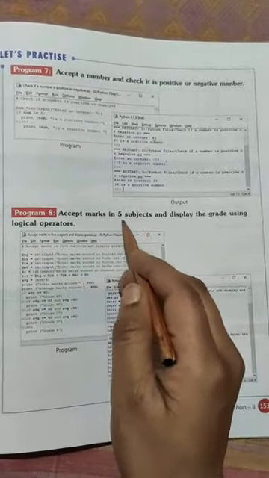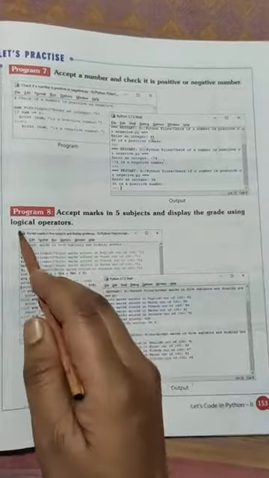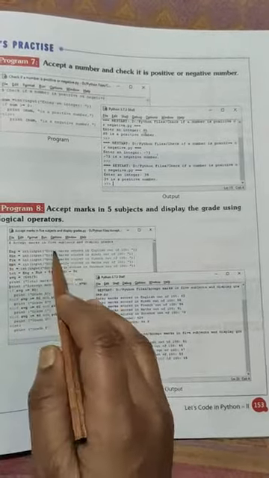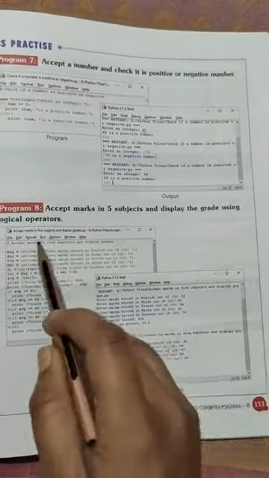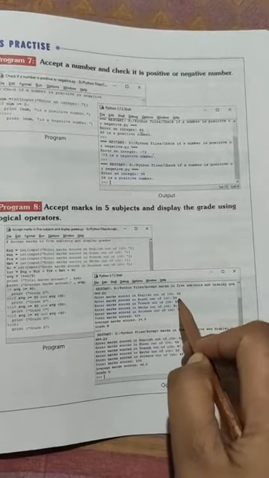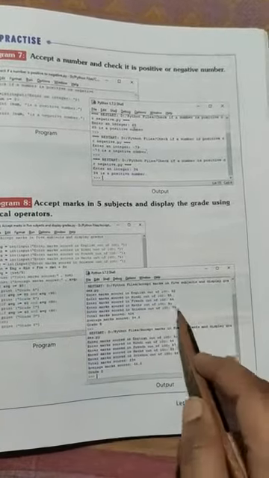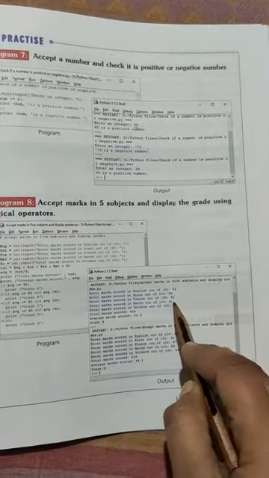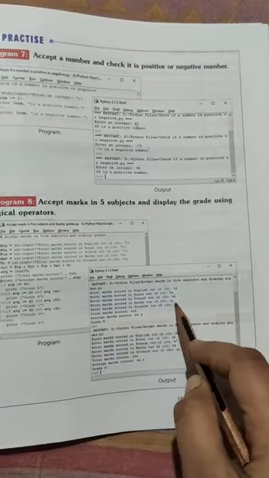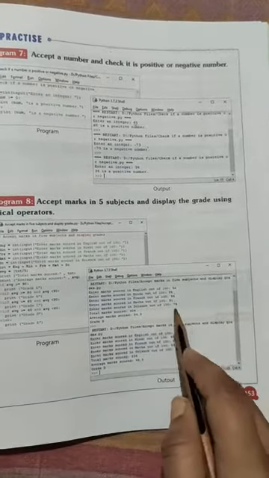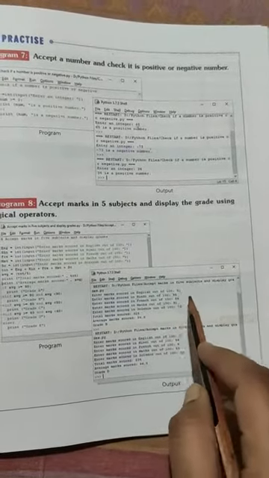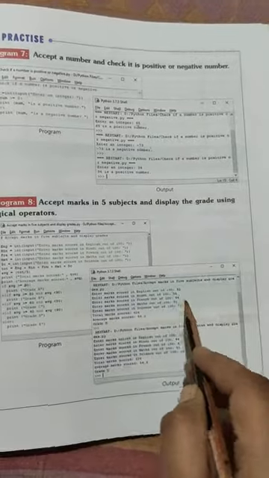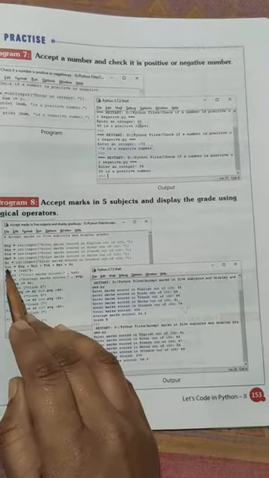Then see program number 8: accept marks in 5 subjects and display the grade using logical operators. Got it? See, this is English, and these all are the same. This is printed, then the user gives 82, then again for HIN Hindi, the user inputs 82, then for FRE, the user gives input 84, then MAT maths, 91, then SC, science, 79. So these all are user inputs. Then all these variables are totaled and stored in the TOT variable.